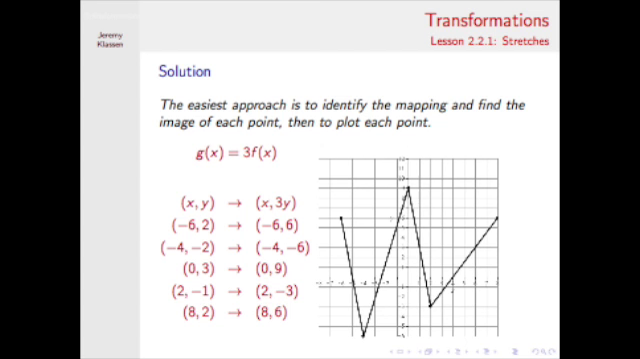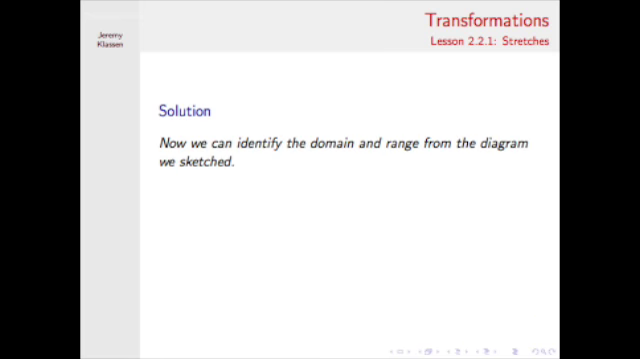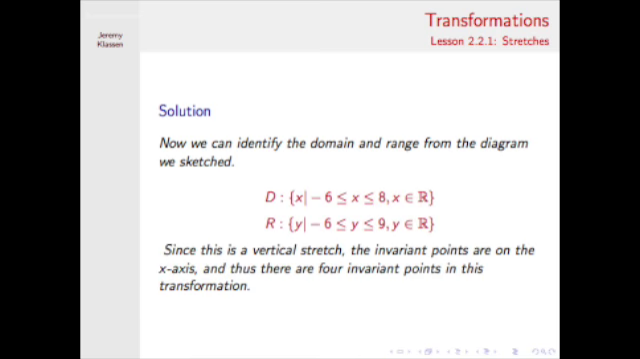And what you're seeing on the right there is the resulting graph. And you can see from there that it's now 3 times larger, although it hasn't moved horizontally. And in fact, notice that the invariant points, or the points that didn't change, were the points that cross the x-axis. Now with the graph, we can identify the domain and range of the diagram that we sketched. It's pretty easy to see that the domain will be from negative 6 out to 8 inclusive, and that our range is going to be from negative 6 to 9 inclusive, and that's the part of the function that changed. And since this is a vertical stretch, the invariant points are on the x-axis, as we just said before, and thus we're going to see that there are 4 invariant points in this transformation.